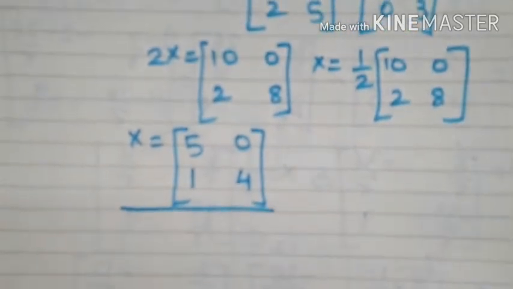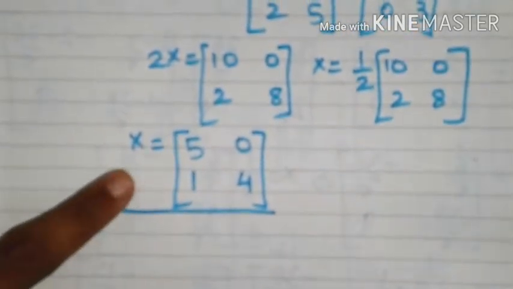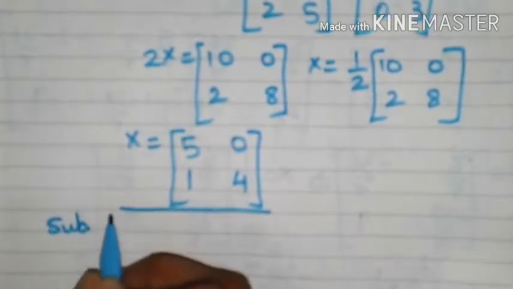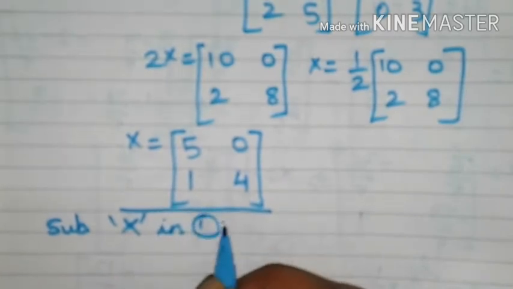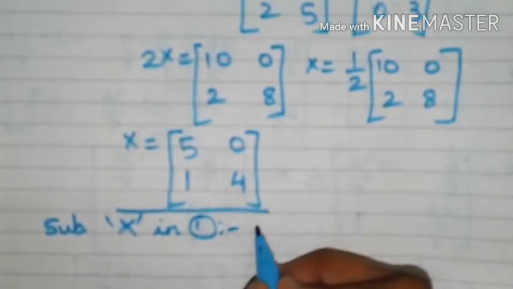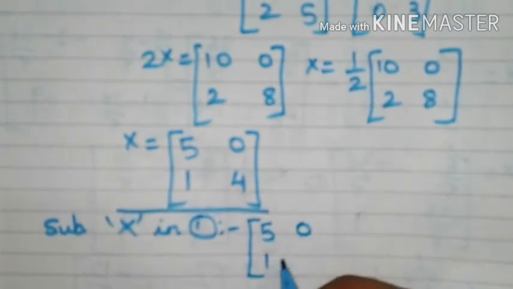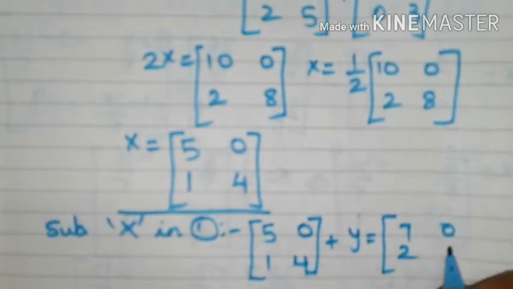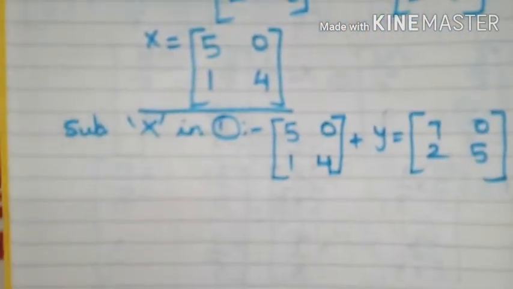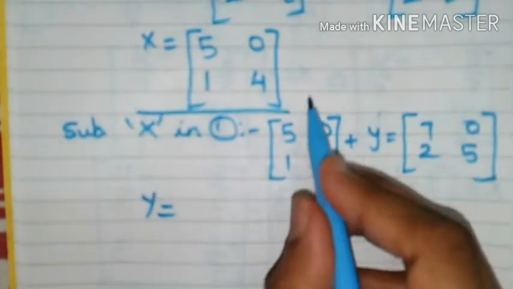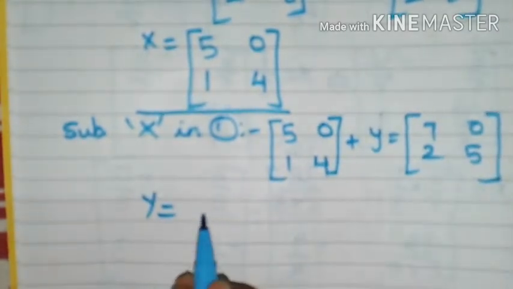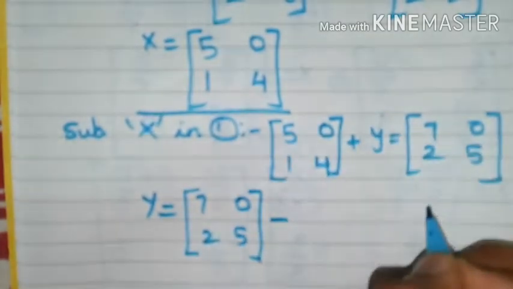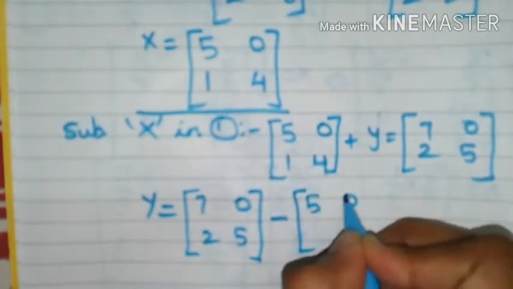Now since I know the value of x, I can easily find the value of y by substituting the value of x in any of the two equations. So let me substitute the value of x in equation 1. So x plus y, that means instead of x, I'll write this matrix value, plus y is equal to [7, 0, 2, 5]. I'll bring this matrix on the other side just like I would do with normal numbers. So when I bring it on the other side, it will become minus, and I'll write this matrix.